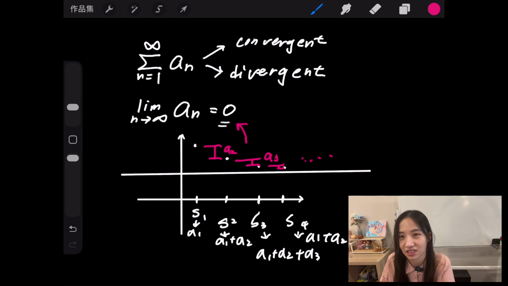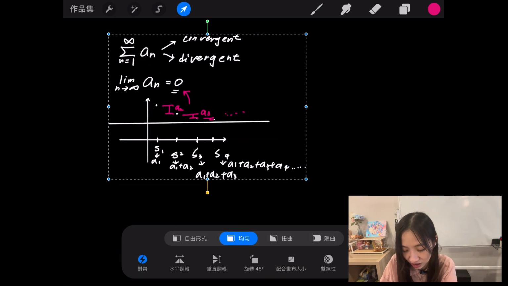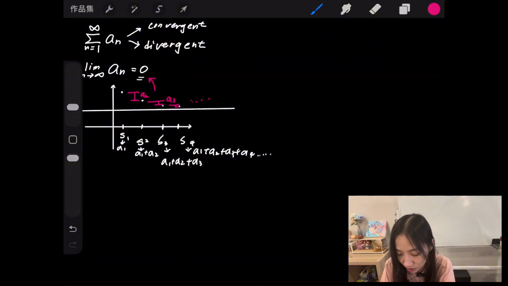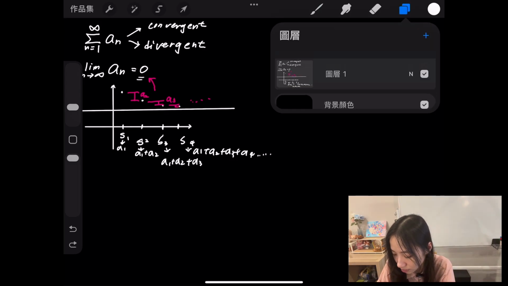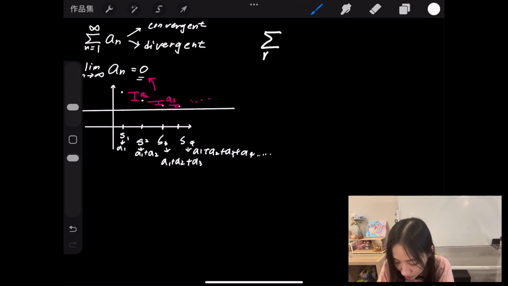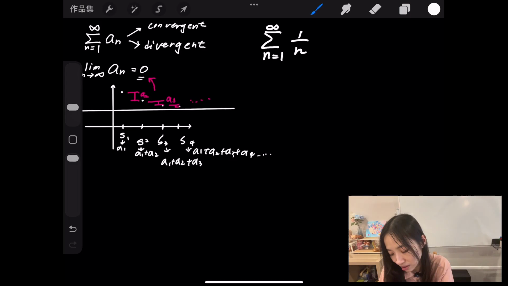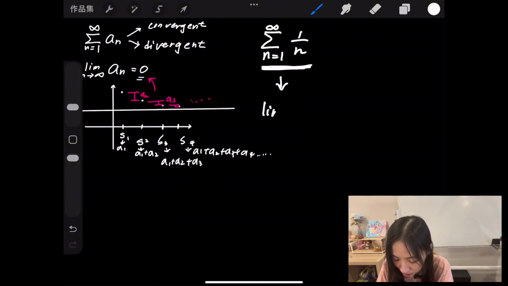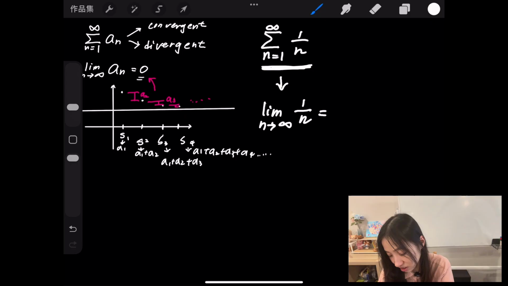But everything has an exception. For example, the harmonic series. So what is the harmonic series? Let's take a very signature example here. Sigma, n equals 1 to infinity, of 1 over n. As you can see here, if we use the limit as n approaches infinity of 1 over n, it's going to be 0 as n goes to infinity because n is in the denominator.